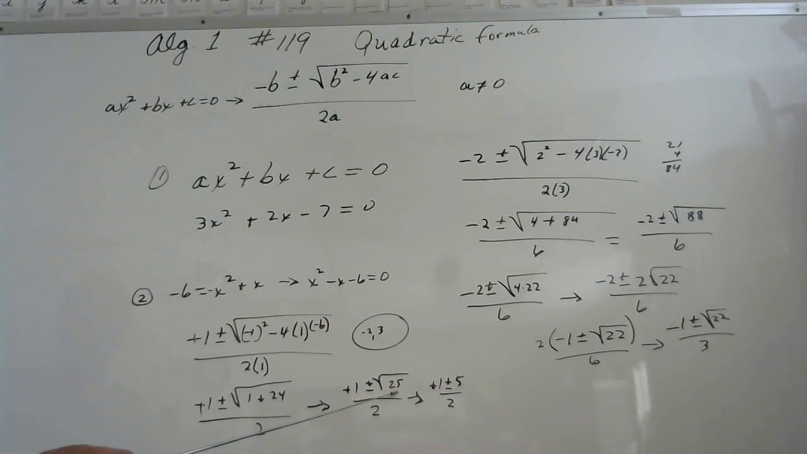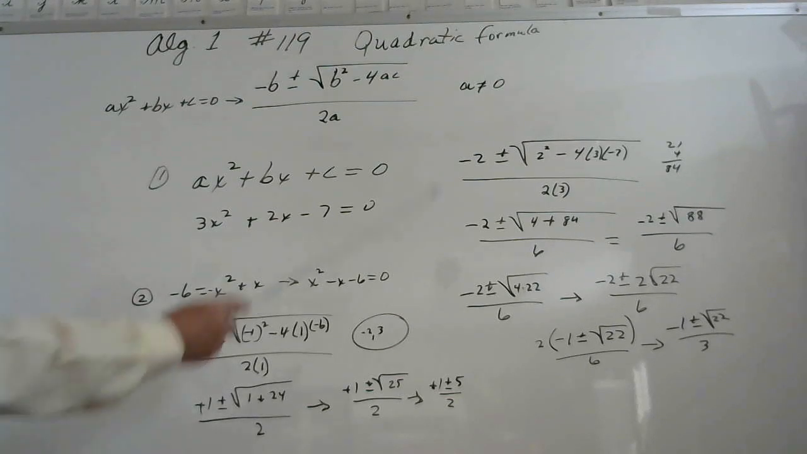Well, the square root of 25 is 5. So now I have 1 plus or minus 5 over 2. Well, 1 plus 5 is 6, divided by 2 gives me 3. 1 minus 5 gives me a -4, divided by 2 is -2. There's my two answers. All of these follow the same pattern. I don't think you'll have any problems with it.